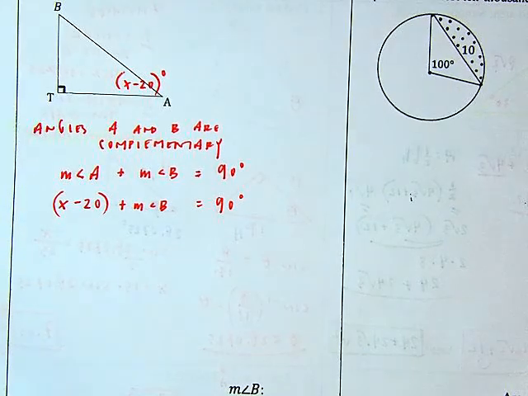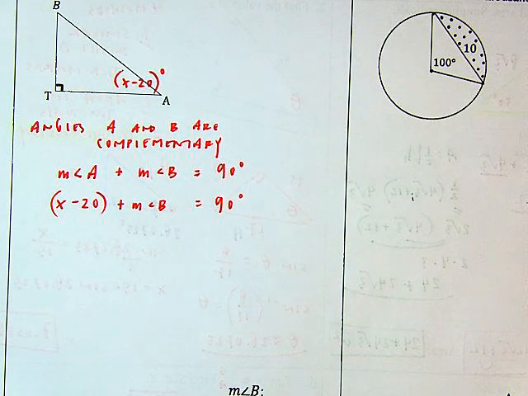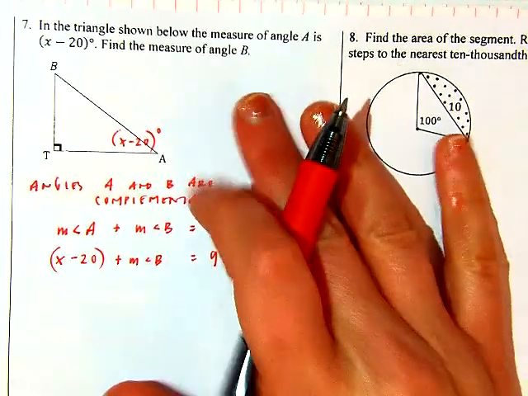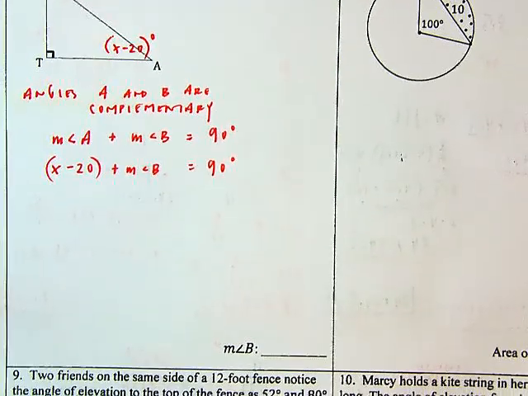Okay, but my instruction is to solve for measure A. Find the measure of angle, angle B, sorry. Find the measure of angle B. Let me go back and show you. Find the measure of angle B, right there. Okay, so I want to solve for the measure of B.